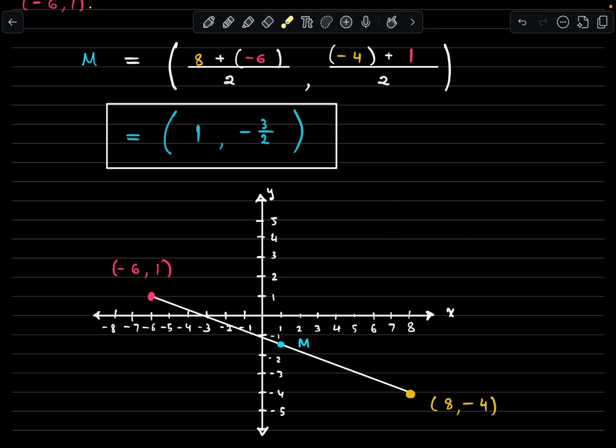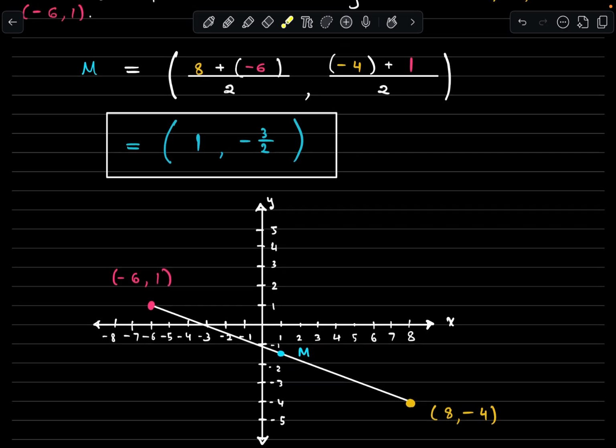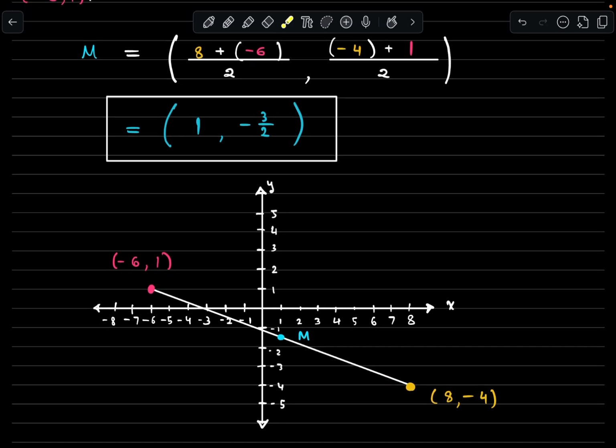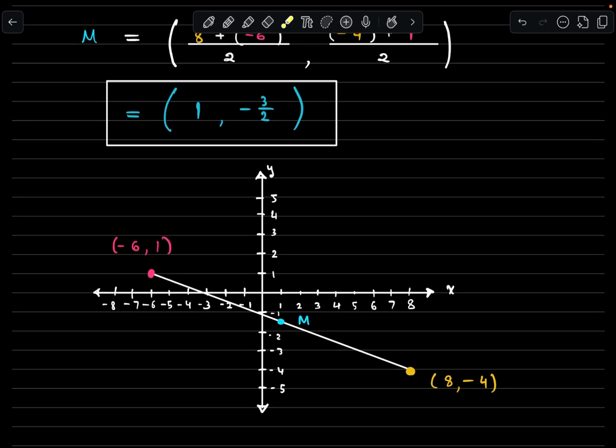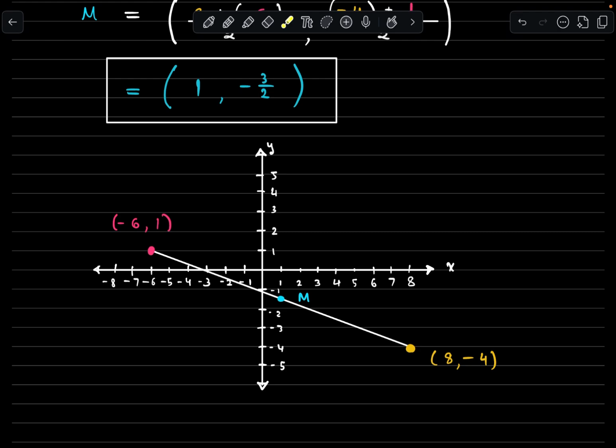Okay. So our midpoint is directly in the middle. It's 1, -3/2, which is approximately -1.5. Okay, so that holds up visually as well. This point M is going to be right in between these two endpoints.